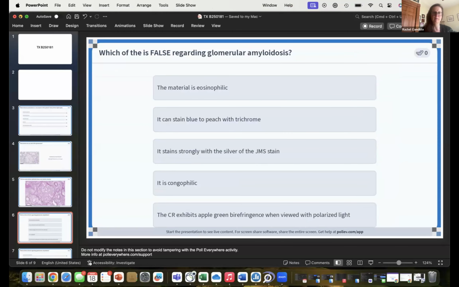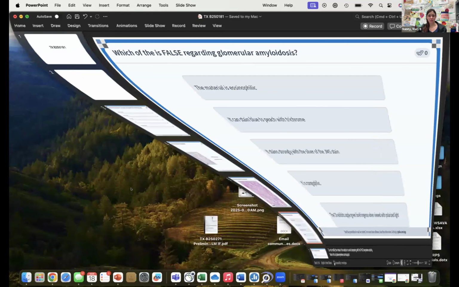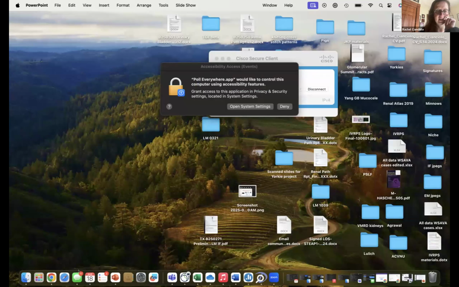Okay, that one didn't have the... to see live content. Okay, we'll figure that out later. We were trying to have a polling situation with questions. The questions will remain, they just won't be fancily represented on the screen.